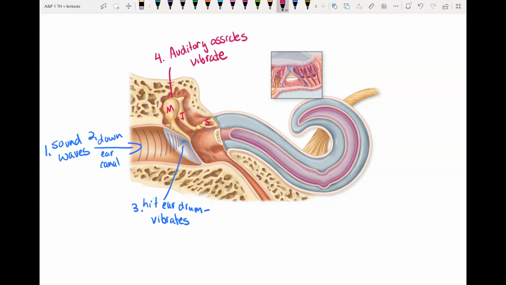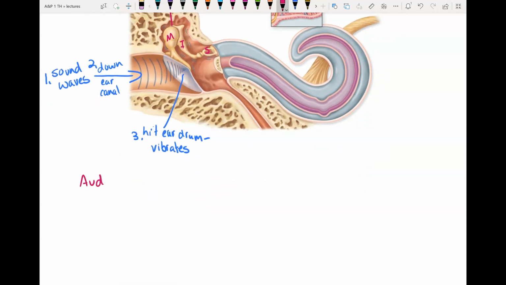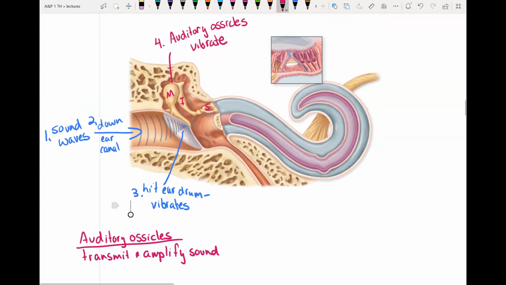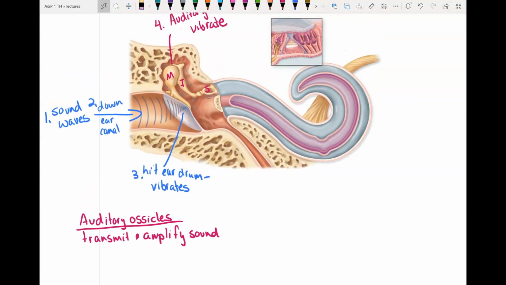So let's look a little more closely at the function of these auditory ossicles. Remember, they transmit and amplify the sound. The transmit part is that they vibrate from the eardrum vibrating, and they are going to go here. And remember, it attaches to the oval window.